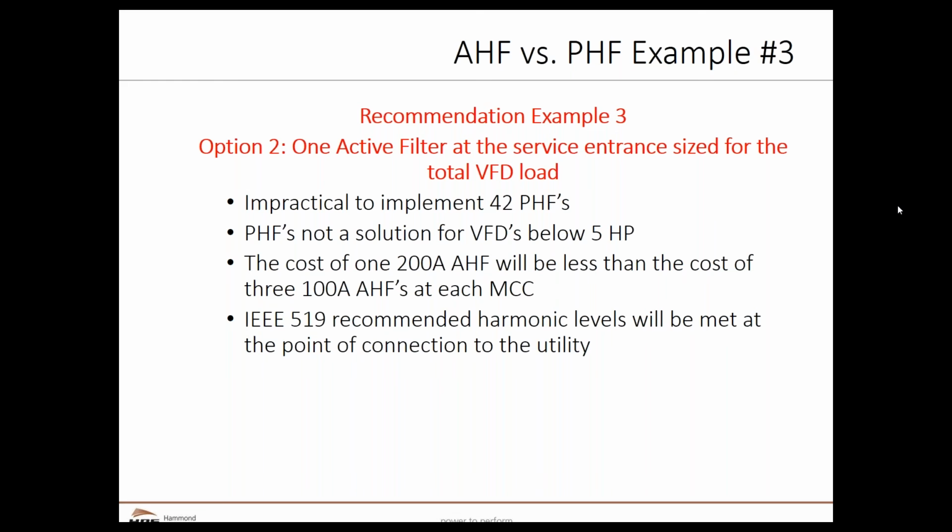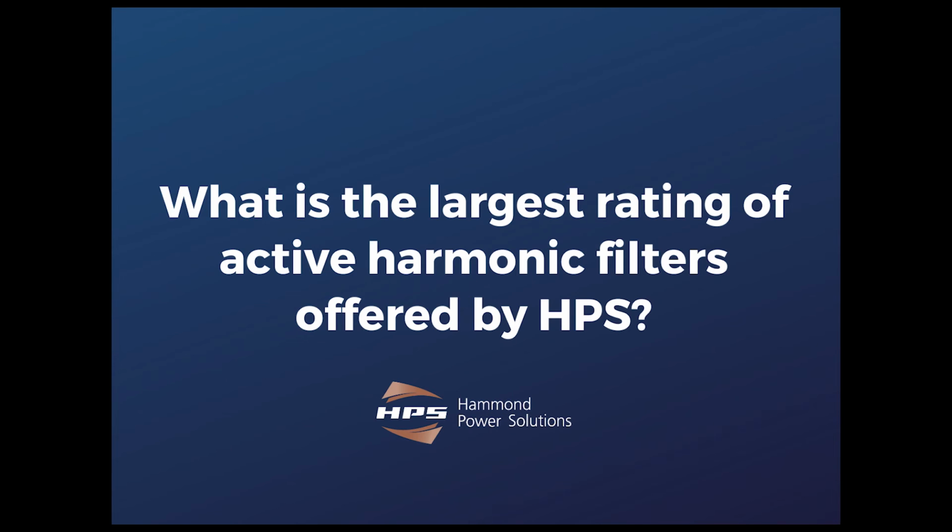Thank you very much, Bob. Once again, this is Mike Van Geen from Hammond Power Solutions. I did have one question that popped up so far, and what is the largest rating of active harmonic filters offered by Hammond? Our largest active harmonic filter is currently 300 amps, although we are working on some larger sizes. And also note that we can parallel up to 10 different harmonic filters. So we can parallel up to 10 300 amp filters together, which would give us 3,000 amps of harmonic correction.